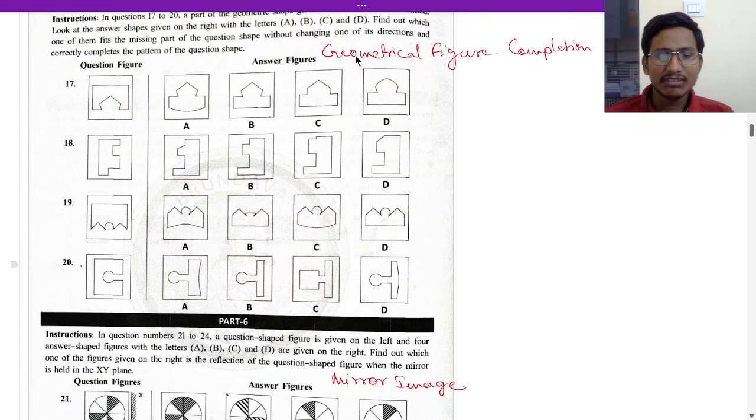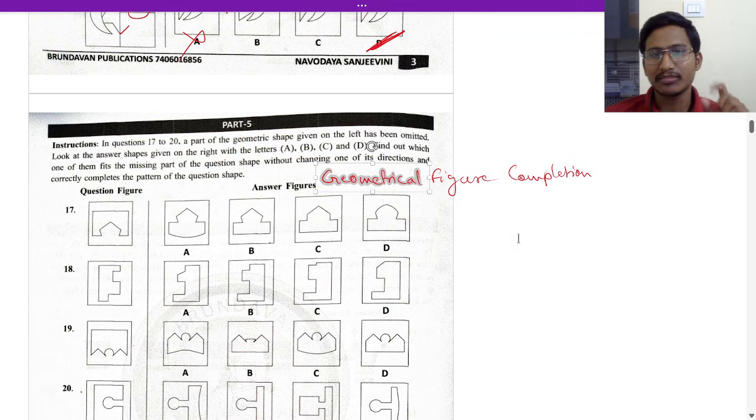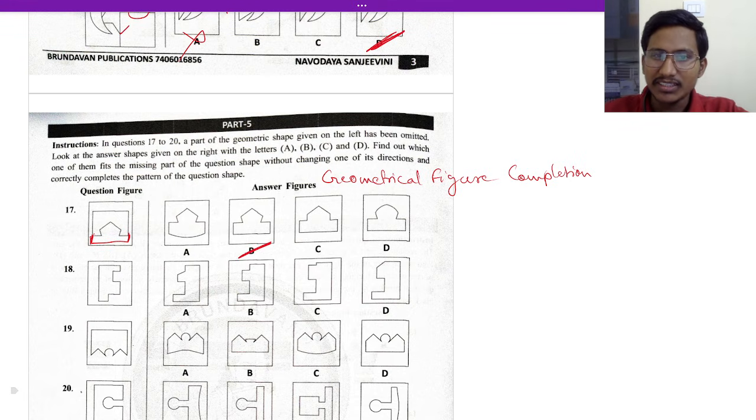What is the 17th question? That is geometrical figure completion. We have to complete the figure. So if you draw this and complete it, what will happen? Which figure will come here? The figure will come, or you can draw a little more and then take it here. So the answer will be option B. Answer will be option B here, right? Okay, so that is 17th is option B here.